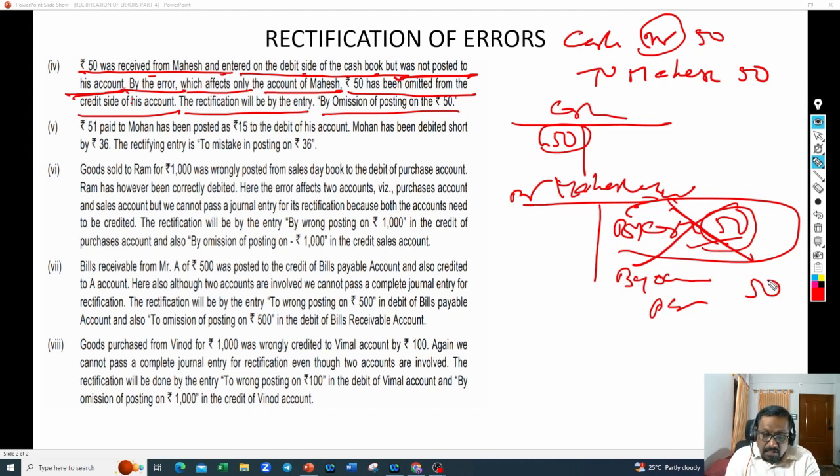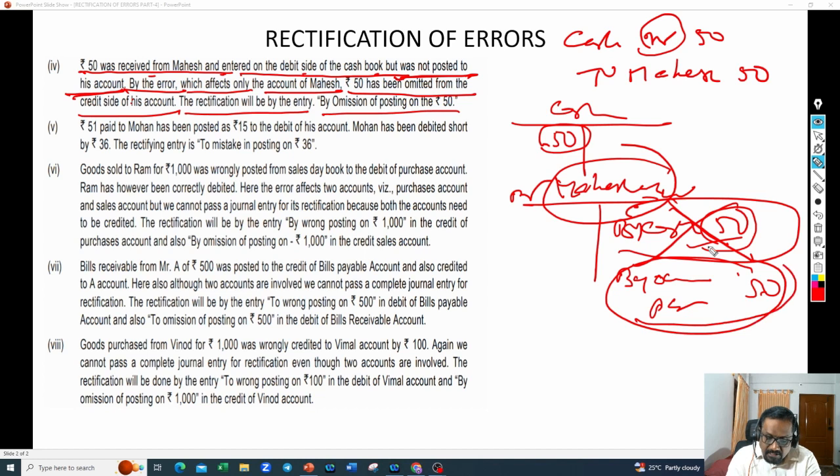Why is there no complete entry, debit and credit? Because the impact happened only in Mahesh account. That is the reason you simply need to put by omission of entry 50 rupees and close that. Because you identified this before preparing the trial balance itself, hence you are posting this entry and closing it like this. Are you clear? Right.